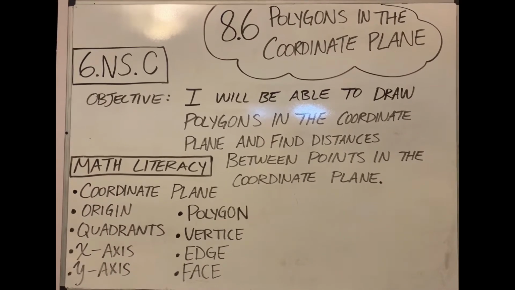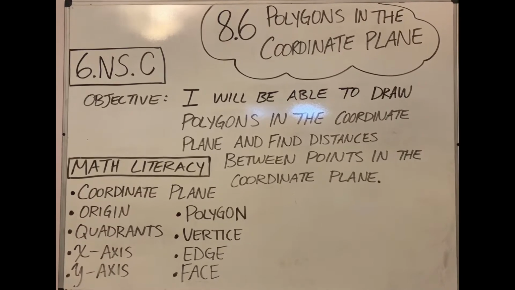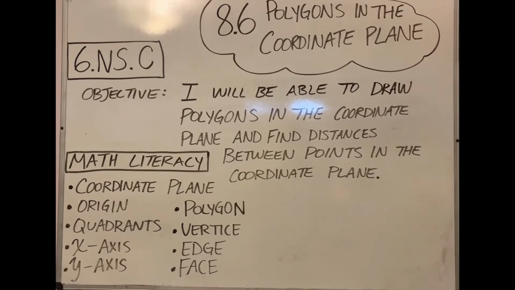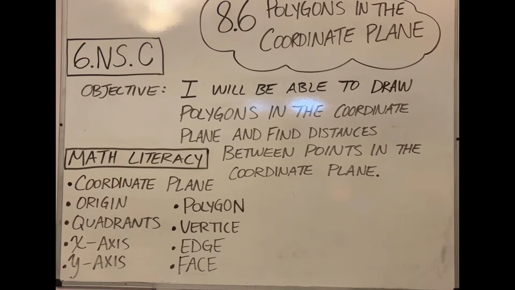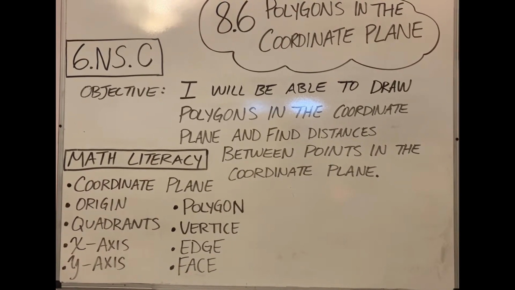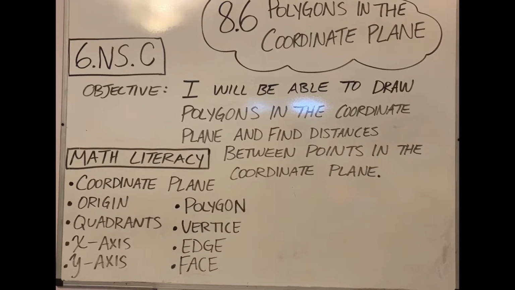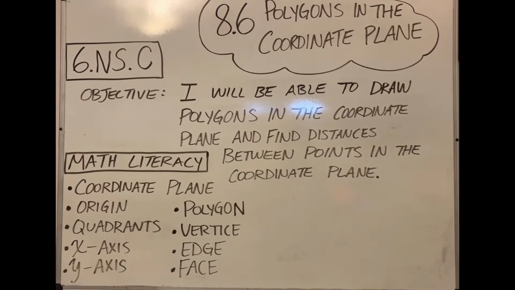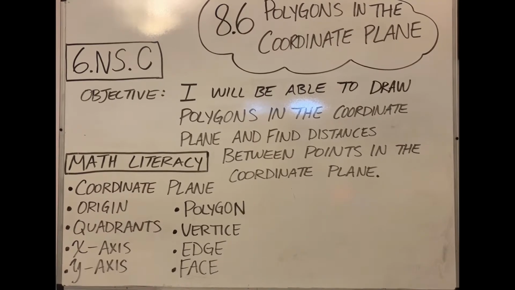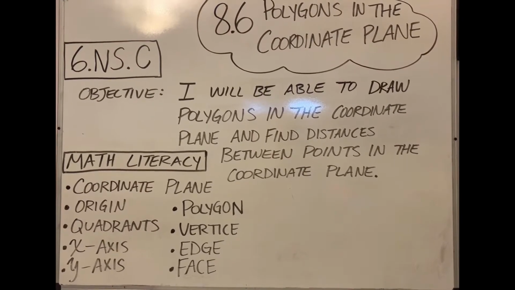So today we're going to work on lesson 8.6, Polygons in a Coordinate Plane. Our standard is 6th grade number sense C, and our objective is that we're going to be able to draw polygons in a coordinate plane and find distances between points in a coordinate plane. Our mathematical literacy: we have coordinate plane, polygon, vertice, edge, face, origin, quadrant, and the y and x axes.